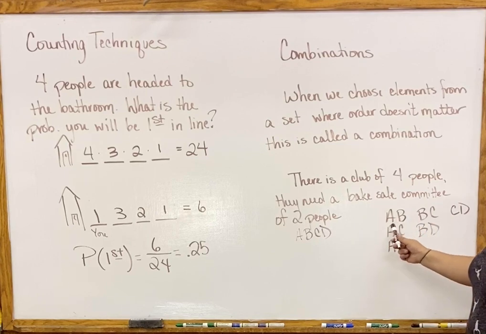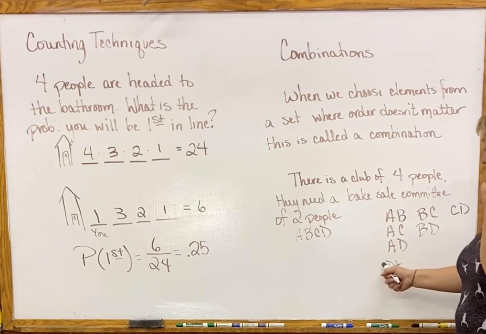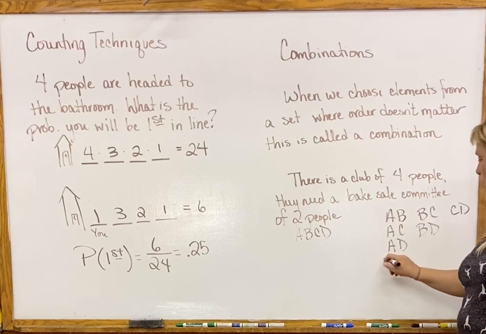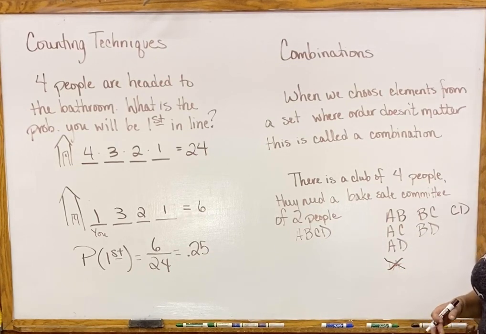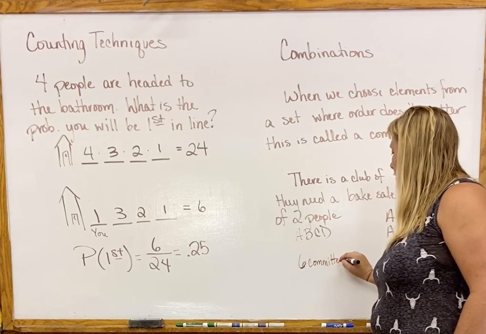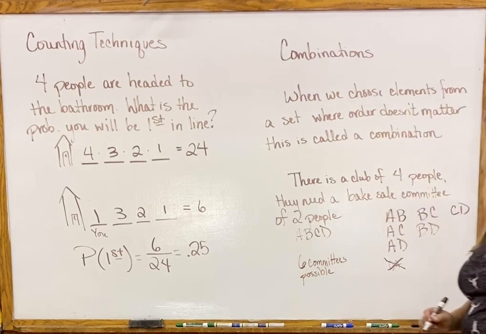Okay? So now, remember though, that A and D and D and A, in this case, are the same, because they're still the same committee. So this is what we mean by order not mattering. Okay, so this we don't need, because the order doesn't matter. It's just you two standing over there. Okay? So these are the different options there are. So if there are 4 people and they need a bake sale committee of 2, there are 6 committees possible. Okay. So there are 6 different ways that this could happen.